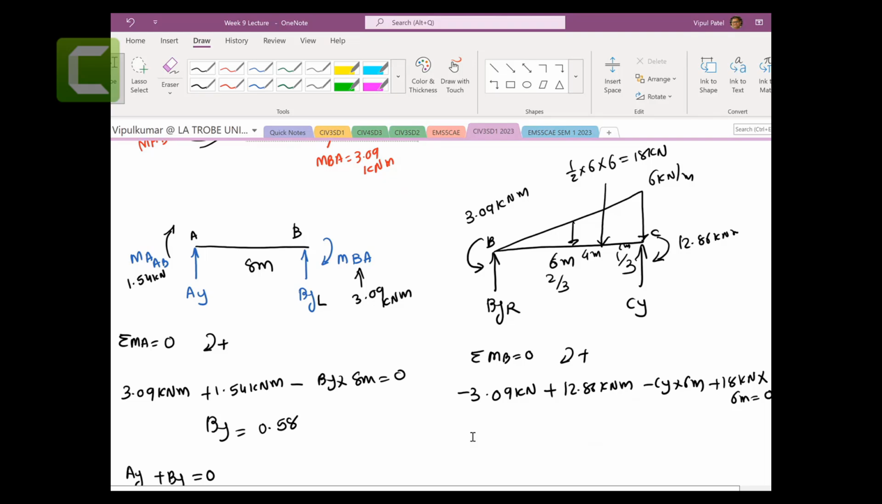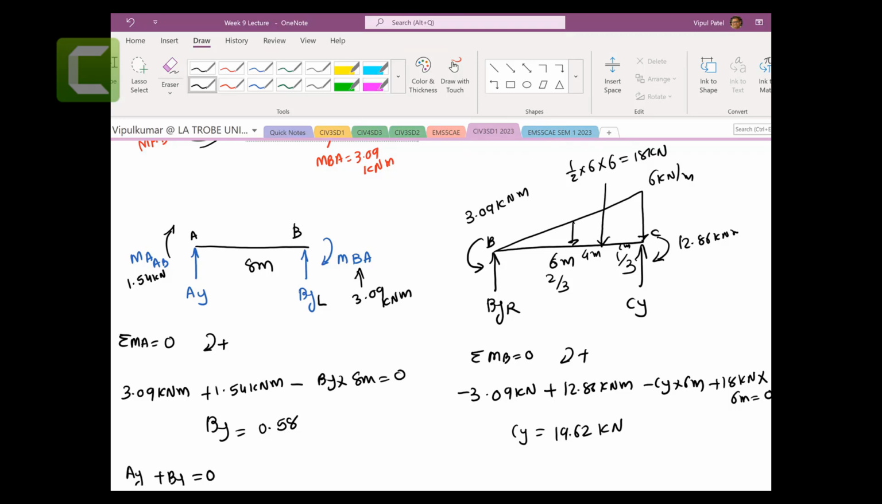So let me do minus 3.09 plus 12.86 plus 18 times 6. You get these ones divided by 6. So CY equals... something did not go right. CY equals 19.62 kilonewtons. Let me fix up something. I think I need to fix something.